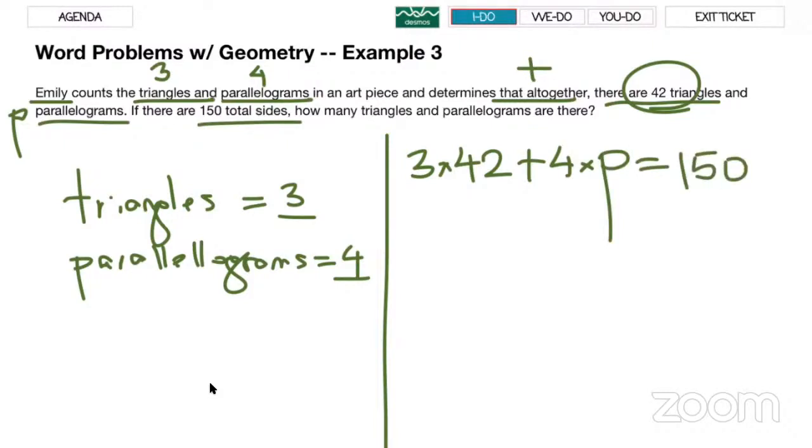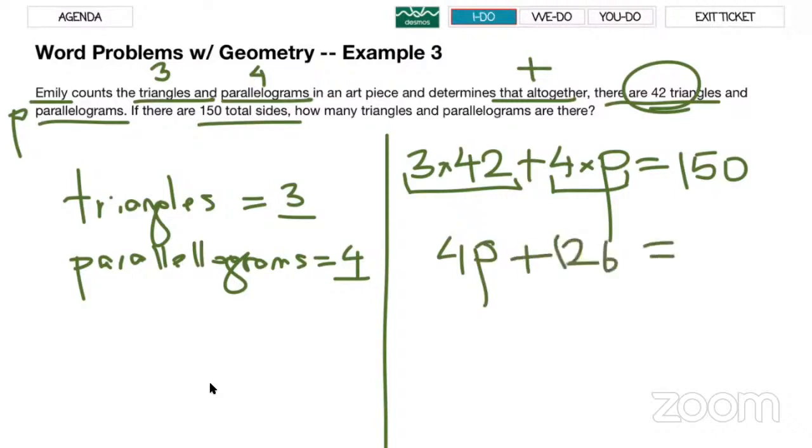So now you have a two-step equation. Let's simplify this first. The 3 times 42 and 4 times P. So the 4 times P will become just 4P. We're dropping the multiplication sign. And 3 times 42 would become 126. Okay? And that is equal to 150.